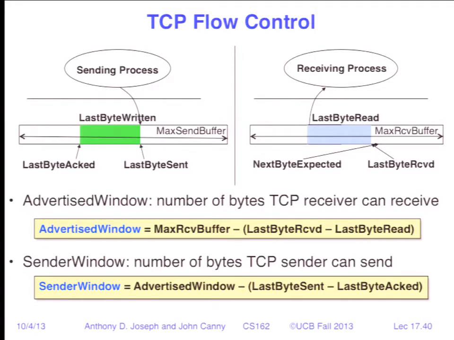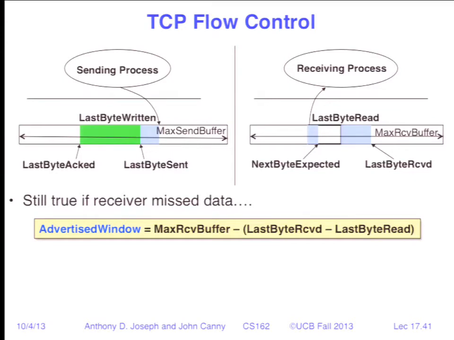All right, so this is how we keep track of how much space in the receiver's buffer we can fill and make sure we don't overrun it. This is still true if the receiver has missed data, because the last byte read and the last byte received are not going to have changed. We'll have a gap, but that's perfectly fine.